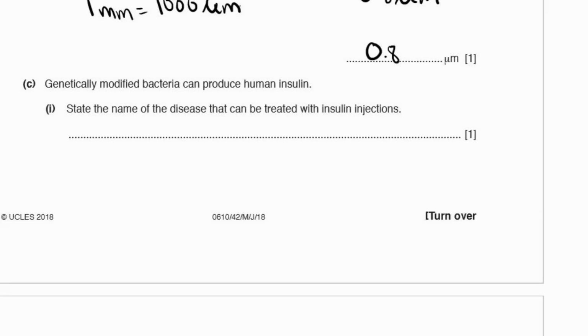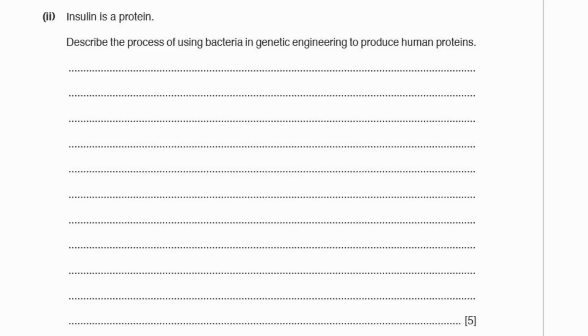C. Genetically modified bacteria can produce human insulin. 1. State the name of the disease that can be treated with insulin injections, and that is called diabetes. Okay. 2. Insulin is a protein. Describe the process of using bacteria in genetic engineering to produce human proteins.